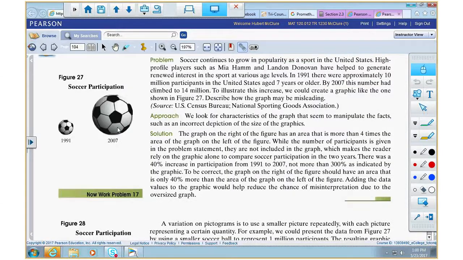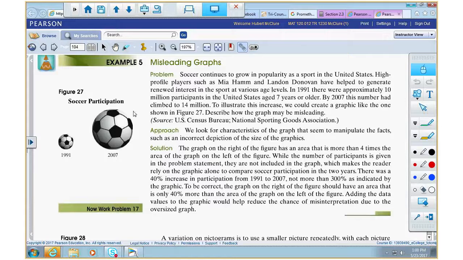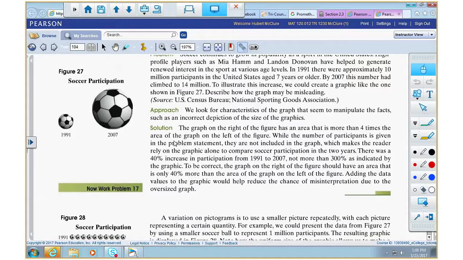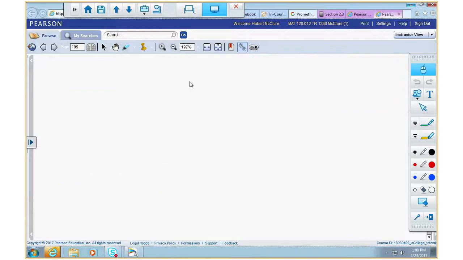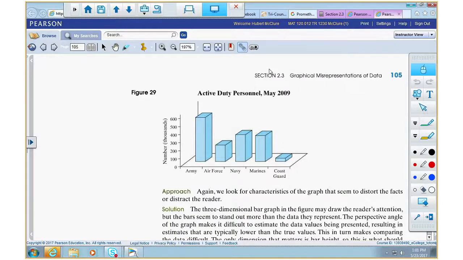You have to read the question because they don't put the quantity on here. Any graph or any pictograph, you need to have a quantity on it. You don't just put this and this and just say soccer participation. You've got to put some little note here, or a legend down here, that says 1991 equals blah, blah, blah, 2007 equals blah, blah, blah. This is generic. It says nothing. How many of you have been in a science class and the first thing they teach you is always label your graphs? You always label anything that you present. Make sure a sixth grader can read it.